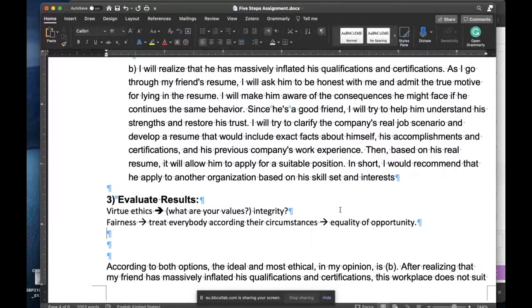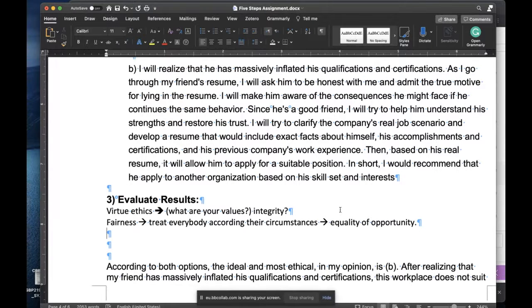Okay, I would go to my old roommate and I'll just tell him that his resume doesn't represent him as a person, and that he won't be suitable for my company because my company is looking for an employee with specific qualifications that he doesn't have. And I'll just tell him to search for another company and first of all to edit his resume to suit his own qualifications.